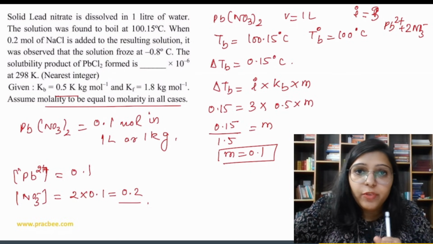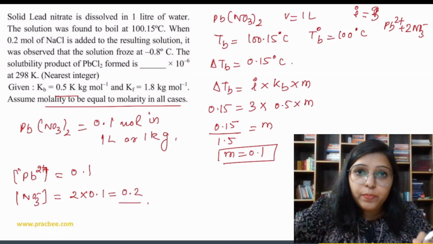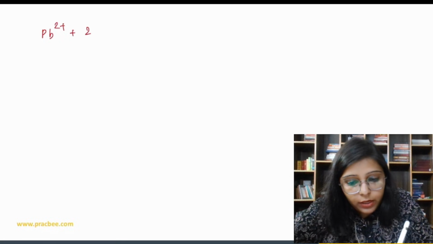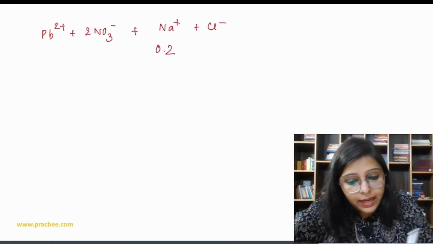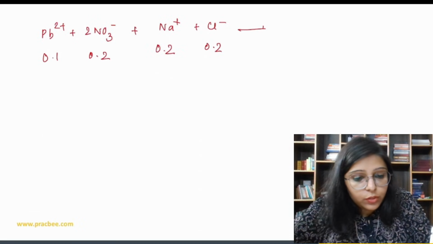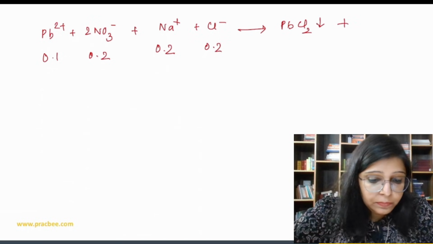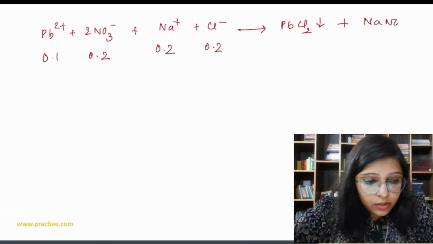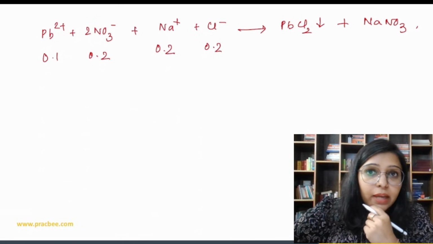Now when 0.2 mole of NaCl is added to the resulting solution, it means we have Pb2 plus and 2NO3 minus. Let me write it that way. And 0.2 mole of NaCl is added. So lead nitrate we have 0.1, this is 0.2 and here 0.2. So what do we have? We have PbCl2, a double displacement or precipitation reaction, and then we have NaNO3. So now what happens?